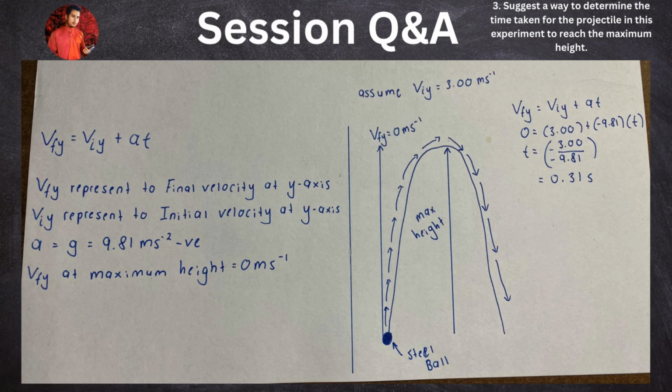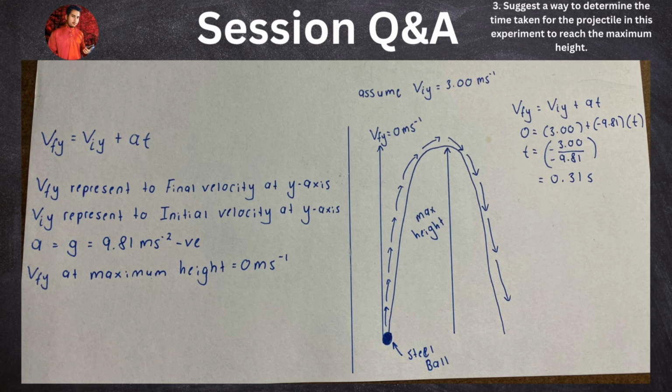So I give you an example, as you can see on the right. Imagine there is a steel ball that we launch with an initial velocity of 3.00 meters per second. For sure, the velocity will decrease as it reaches the maximum height. We can conclude that the final velocity Vfy is 0 meters per second.